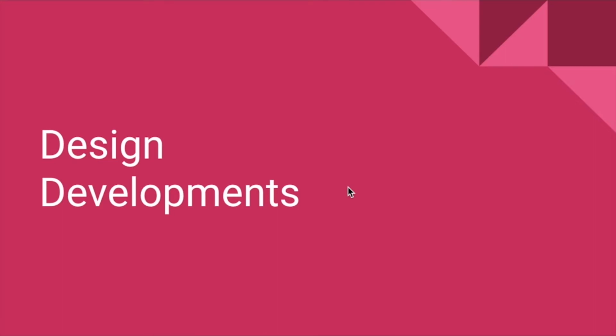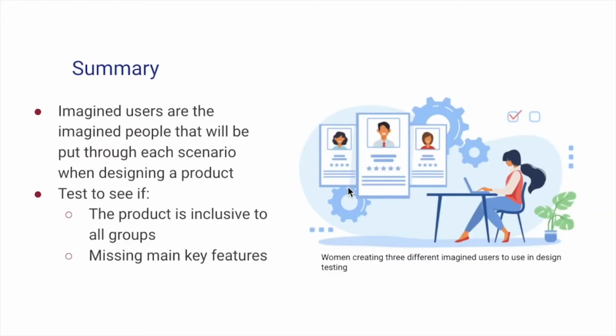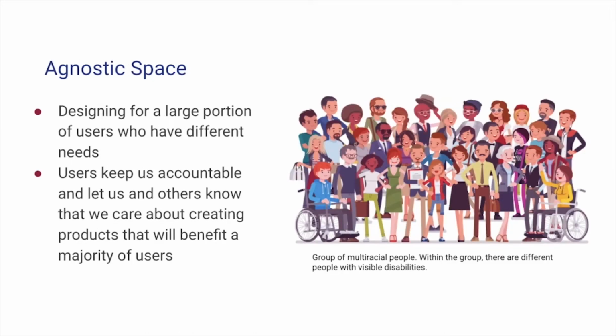Design developments. To summarize, imagined users are the imagined people that would be put through each scenario when designing a product. These test to see if the product is inclusive to all groups or missing main key features. A product of design developments is Agnostic Spaces. Agnostic Spaces is designing for a large portion of users who have different needs. Users keep us accountable and let us and others know that we care about creating products that will benefit a majority of users.